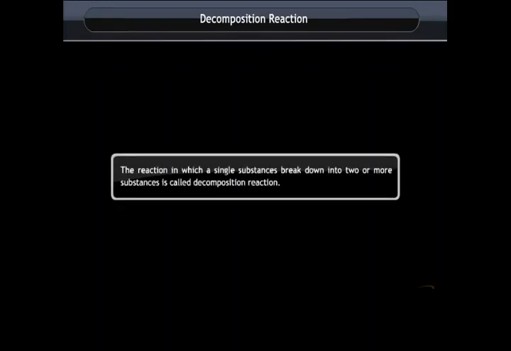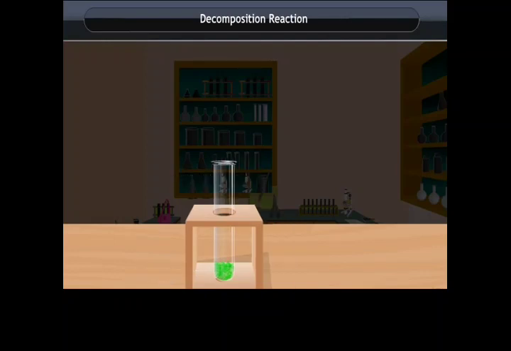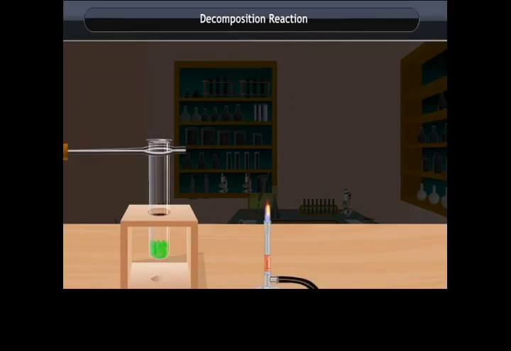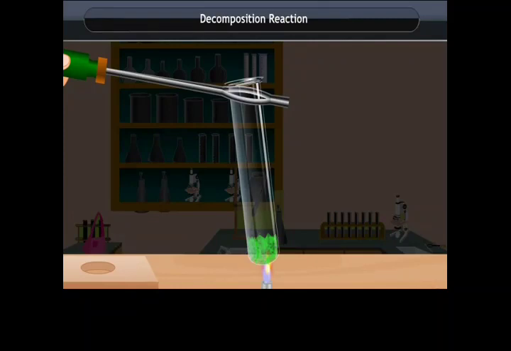Decomposition reaction. The reaction in which a single substance breaks down into two or more substances is called a decomposition reaction. Let us do an activity to explain it. Take 3 grams of green ferrous sulfate crystals in a dry boiling tube. Heat the boiling tube over the flame of a burner. Observe the change in color of the crystal on heating.